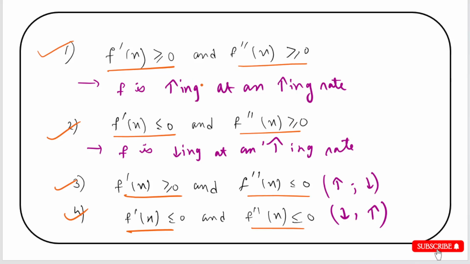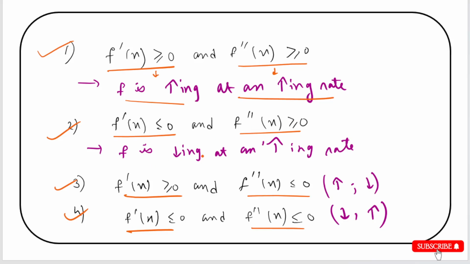So the interpretation will be, f is increasing, which is given by this, f is increasing at an increasing rate, because the double derivative is also positive. So double derivative is measuring the rate of change of the slope, right, which I have mentioned. So f is increasing and it is increasing at an increasing rate.